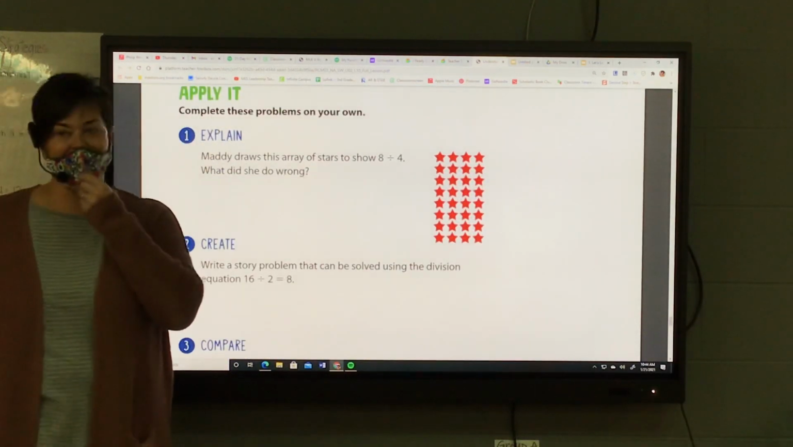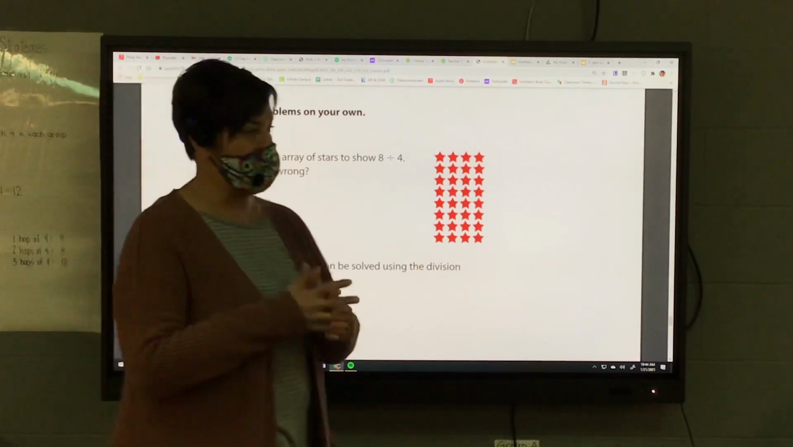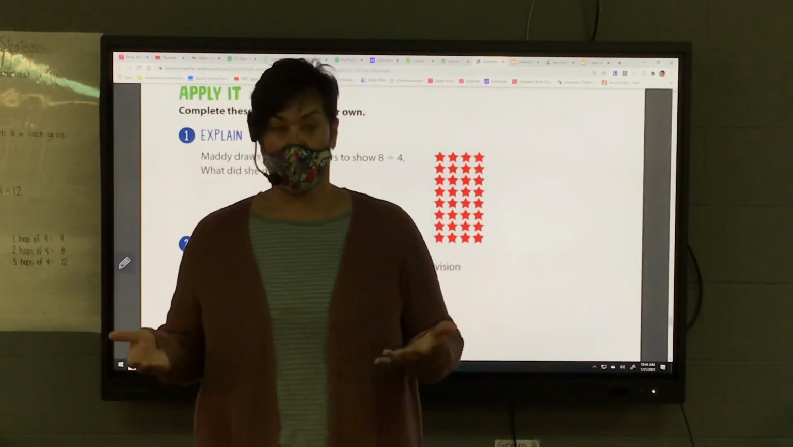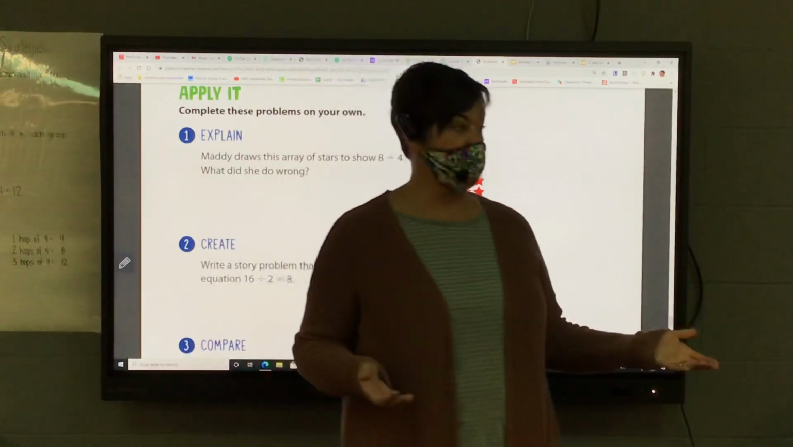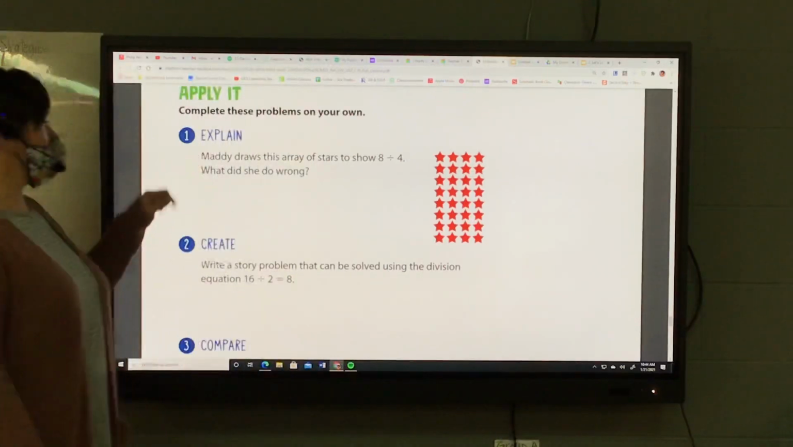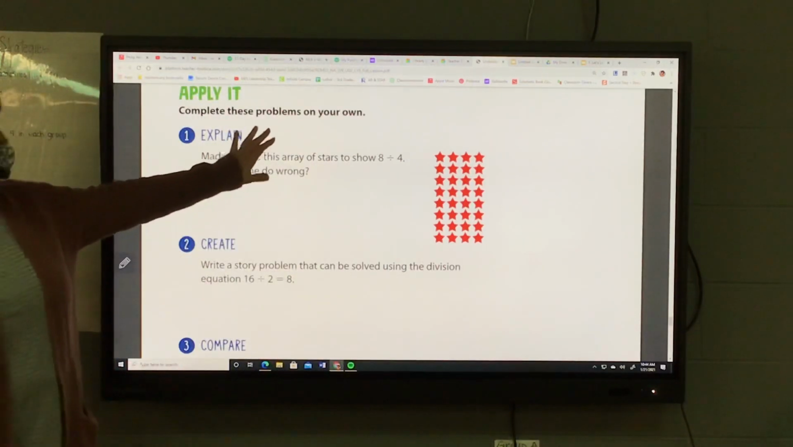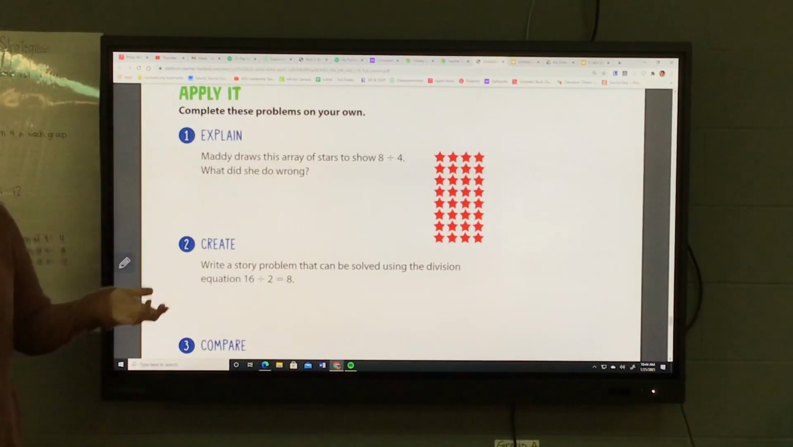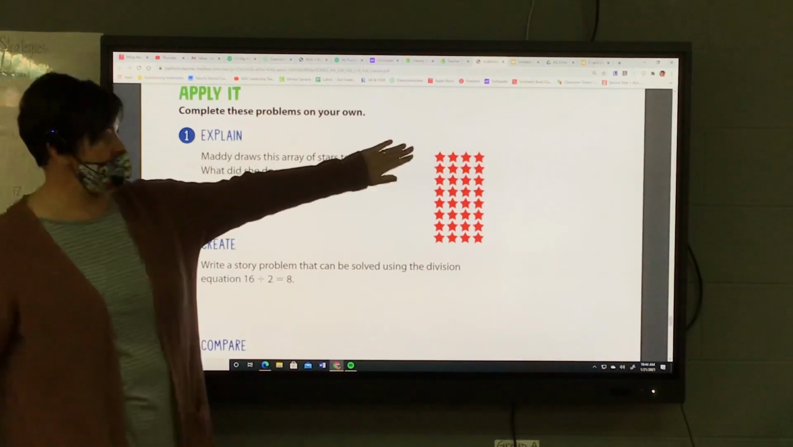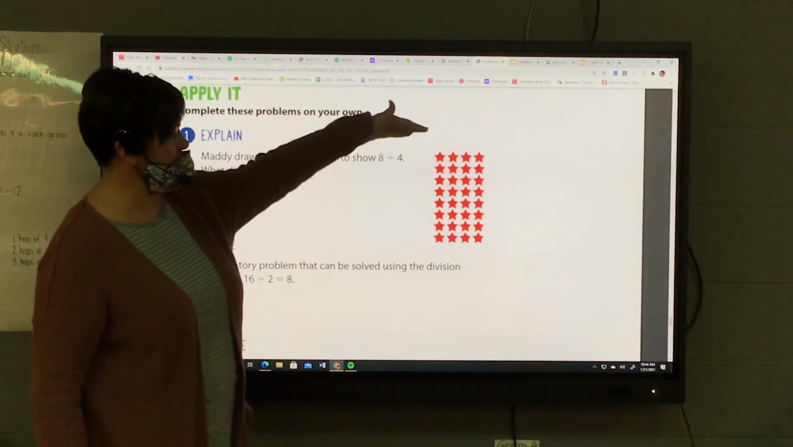Looking at this, what we're going to work on today is writing word problems to go with the division equation. Okay? So let's start out by looking at what one says that we need to do. We need to explain. It says Maddie draws this array. So before we even look at that, look at her array.